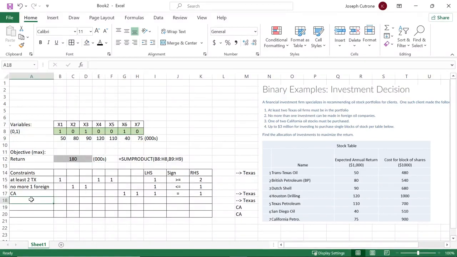And then last but not least, of course, this is my budget, and it says up to $3 million for investing to purchase a single block per the table below. So if I buy the first one, what's the cost? And now here's where I use these numbers in the table. If I buy X1, what's my budget? Budget is good old-fashioned less than or equal. And now you've got to be careful here. It's 3 million, but all my numbers are in thousands.